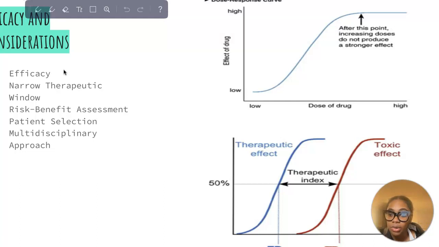As we assess the role of TPA in ischemic stroke treatment, understanding its efficacy and associated considerations is crucial. It is important to consider the efficacy, the narrow therapeutic window, risk-benefit assessment, patient selection, and a multidisciplinary approach.